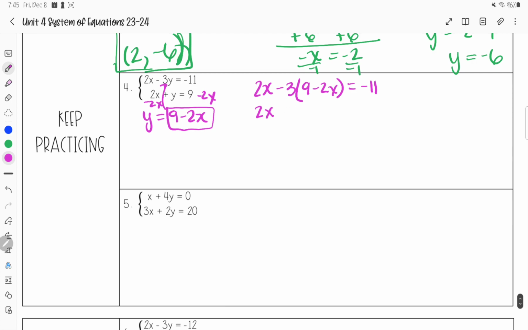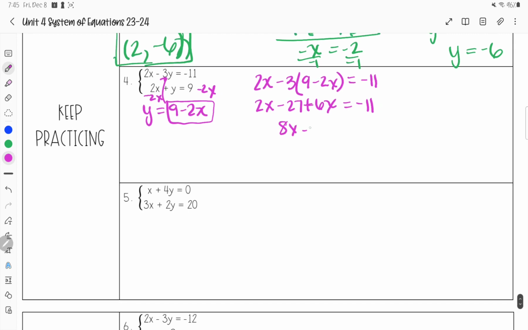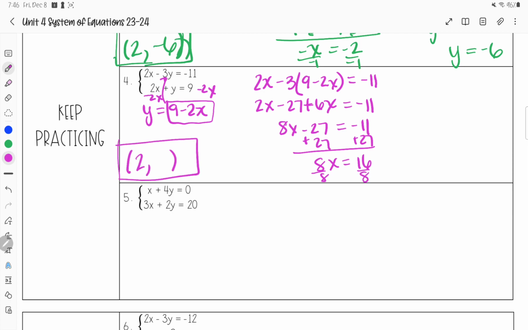2x stays. I distribute that through, leaving me with -27. -3 times -2 is -6x equals -11. Combine my x's, which will leave me with, oh, this should be positive. Negative times negative is positive. So we should have 8x minus 27 equals -11. I add 27 to both sides, leaving me with 8x equals 16. Divide by 8 to get x all by itself. I now know that my x value is 2.